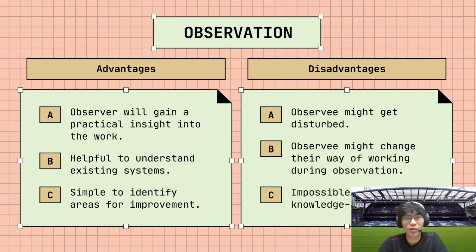Okay, so I will proceed to talk about the advantages and the disadvantages of observation. So as for the advantages, there are three key points. Firstly, the observer will gain a practical insight into the work. Secondly, it will be helpful to understand existing systems. And thirdly, it's simple to identify areas for improvement. Now, as for the disadvantages, there are also three key points.